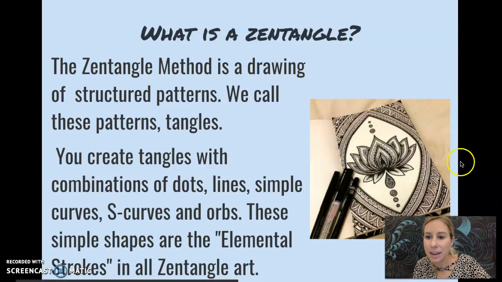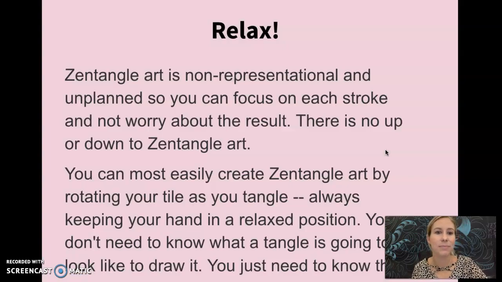So you can look at this image here and see that there's this repetition of some of these designs that kind of come around here. There's simple zigzags, lots of little circles, so small details that make up the overall shape. And these simple shapes are called the elemental strokes in all Zentangle art. So we're going to be working with these different elements that go into your Zentangle designs.